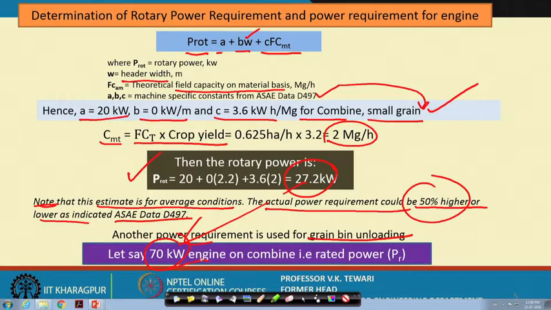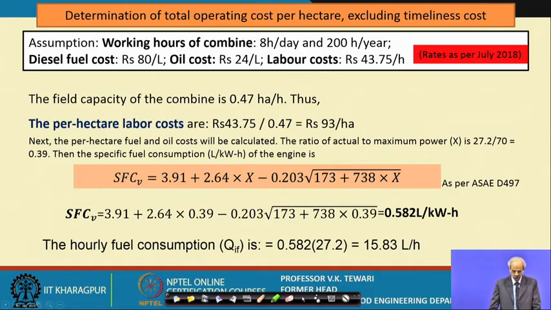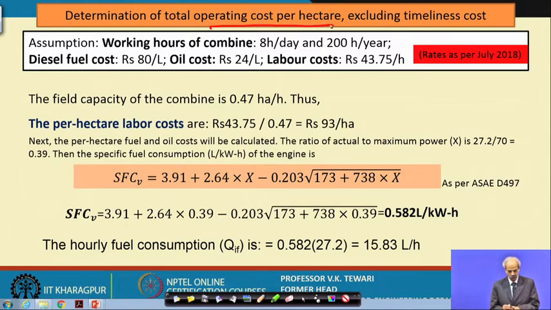And therefore, if the requirement is this for the engine and about 80 kilowatt is available, fine, I think we should take it with a certain factor of safety. Now, determination of total operating cost per hectare excluding timeliness cost. If you exclude the timeliness cost here, the total operating cost per hectare works out to be.